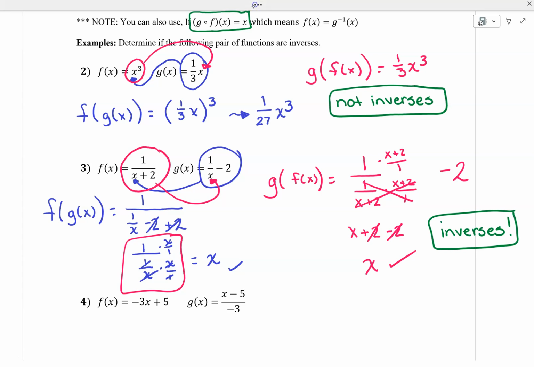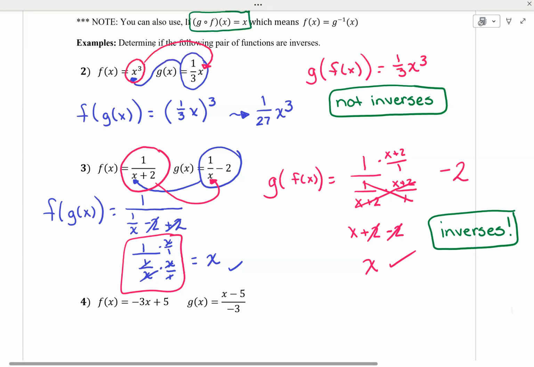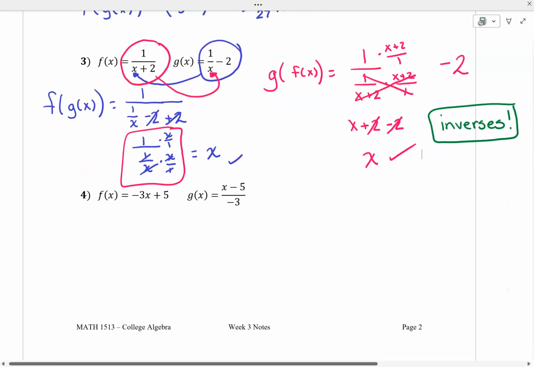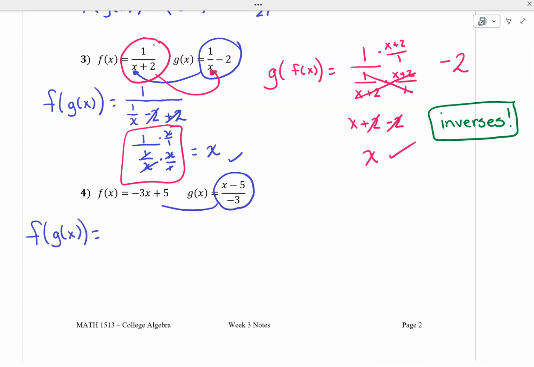Okay, now if you guys want to pause the video on the next one and give it a shot, go for it and see if you can get whether or not they're inverses before I do it. Okay. So we're going to take the g again and plug into the f, g into the f. So -3 times x minus 5 over -3 plus 5. These cancel. X minus 5 plus 5. These cancel. We're left with the x. Yay, that one worked.